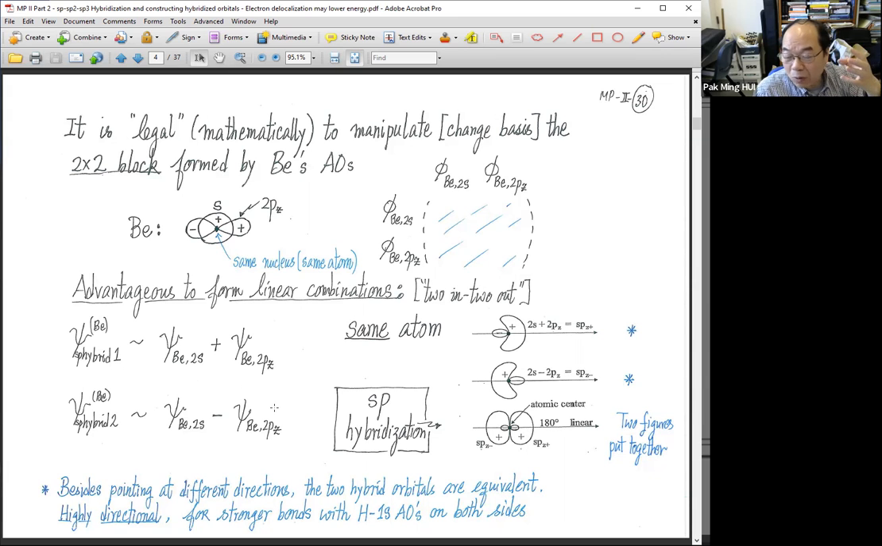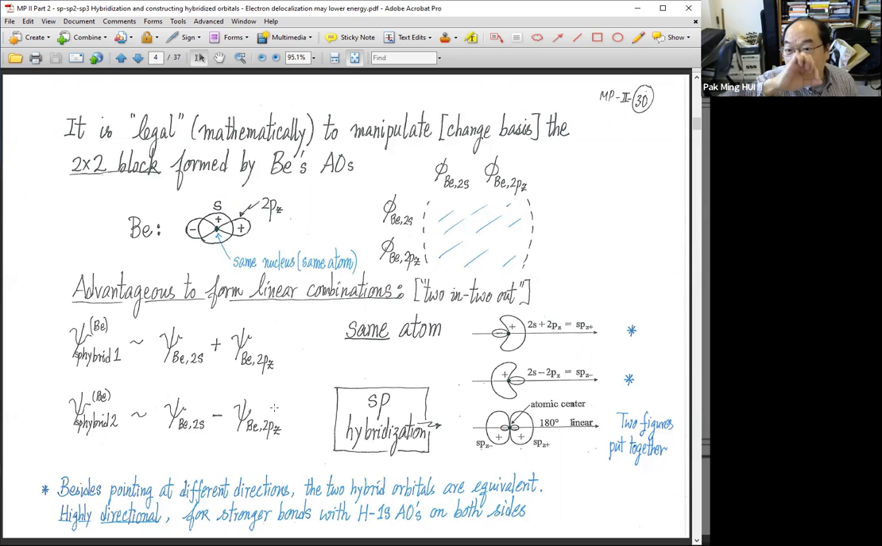Or in a chemist's way, one is focusing the electron density in the positive z direction, another focusing the electron density in the negative z direction. Then the next step will be waiting for the hydrogen 1s to come in, because focused at higher density, they will form a stronger bond. The integral of this hybridized orbital with the 1s will be bigger.